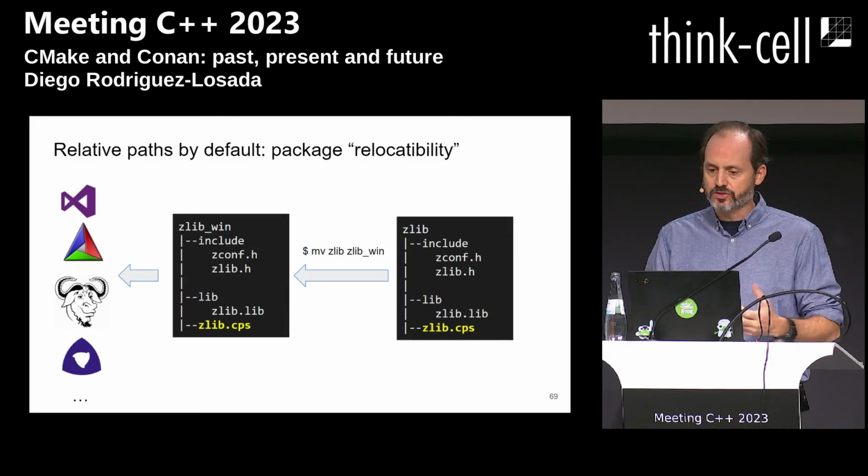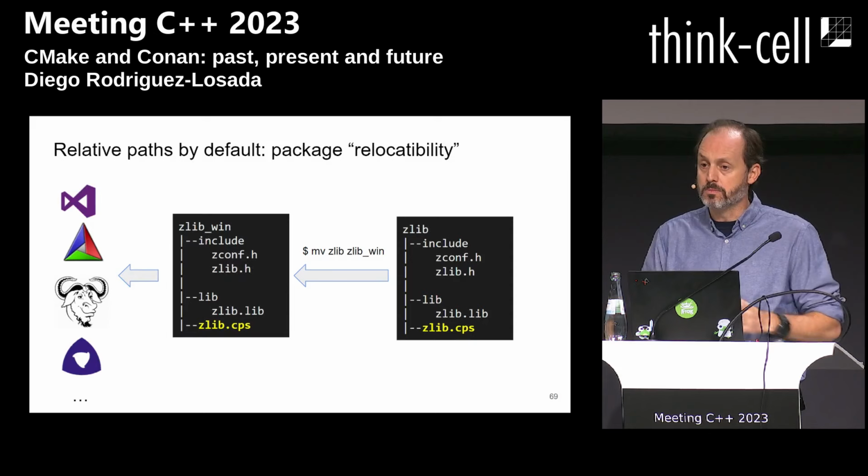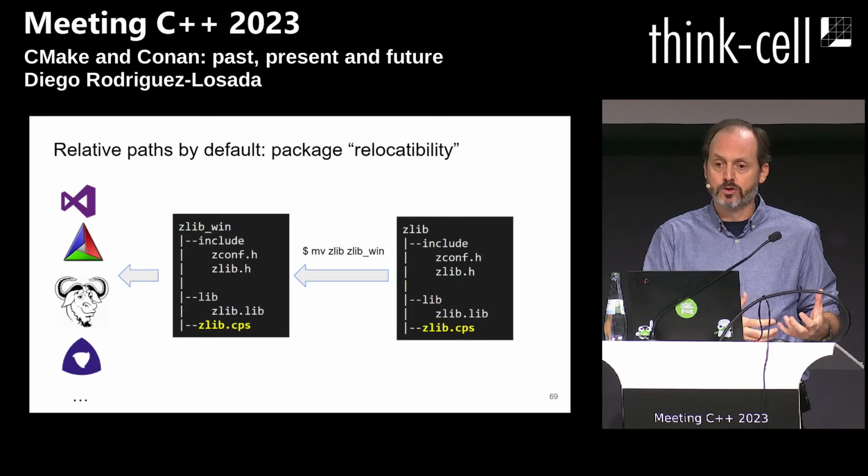Why are they relative paths? They are relative because by default we want this. We want to be able to have a package and we want to be able to move that package elsewhere. And we should be able to use that package from the moved location without any issues.